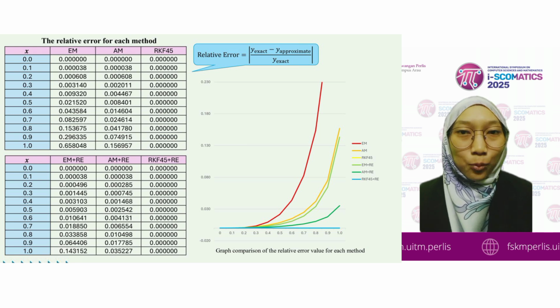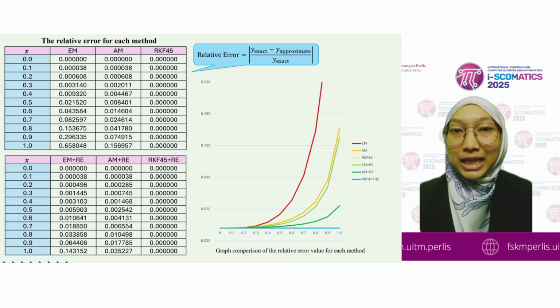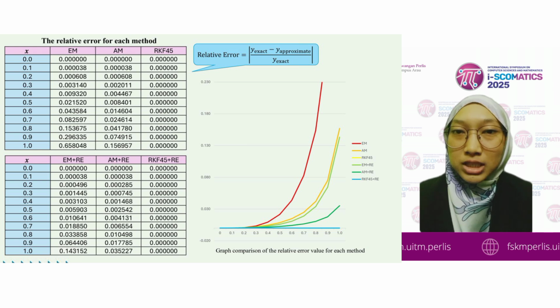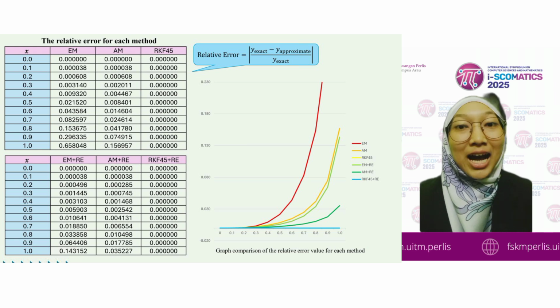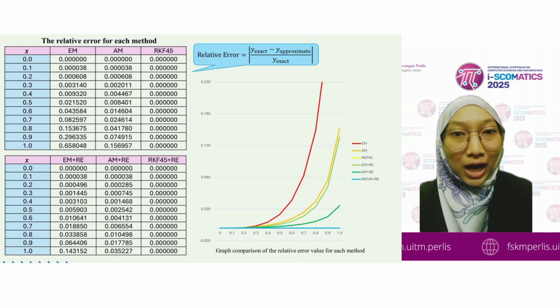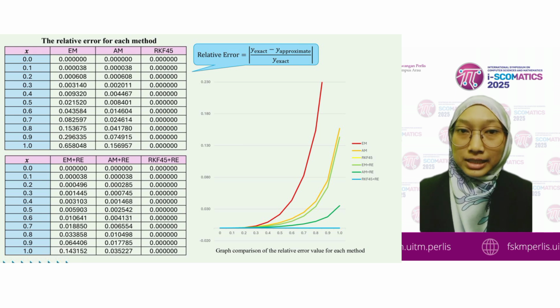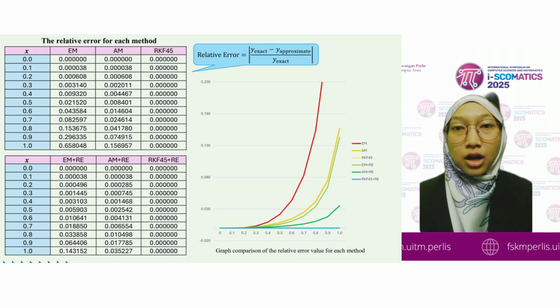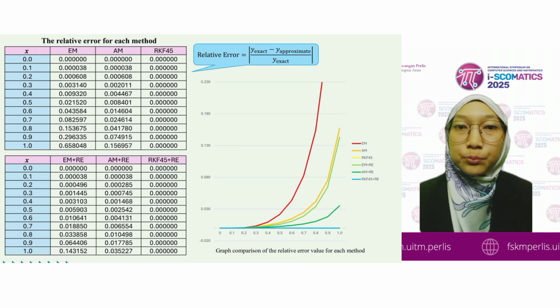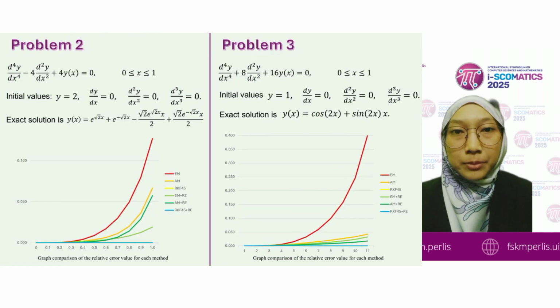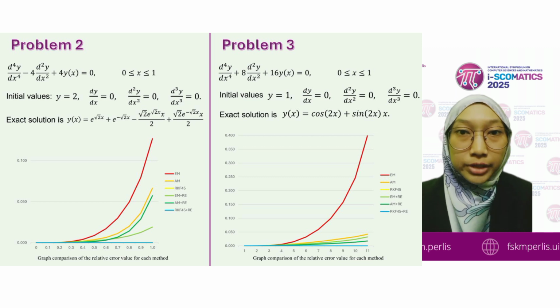When Richardson extrapolation was applied to both Euler and Adams-Moulton, it slightly improved their curves, moving them closer to the x-axis. On the other hand, RKF45 already gives results that are very close to the exact solutions. Adding Richardson extrapolation to RKF45 showed no significant improvement, confirming that RKF45 alone already controls the error efficiently. A similar pattern can be observed in problem 2 and problem 3.